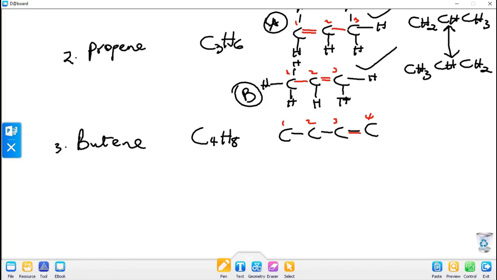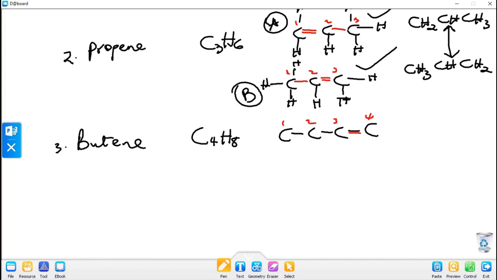Since my double bond is between carbon 3 and carbon 4, it means that carbon 3 is having 3 bonds, 2 from carbon 4 and 1 from carbon 2. Carbon 4 is having 2 bonds because it is sharing it with carbon 3. Carbon 2 is having 2 bonds. It's getting 1 from carbon 3 and 1 from carbon 1. While carbon 1 is having 1 bond because it is sharing with carbon 2.